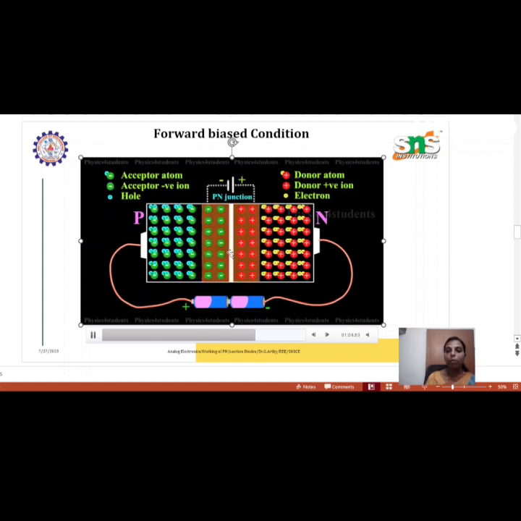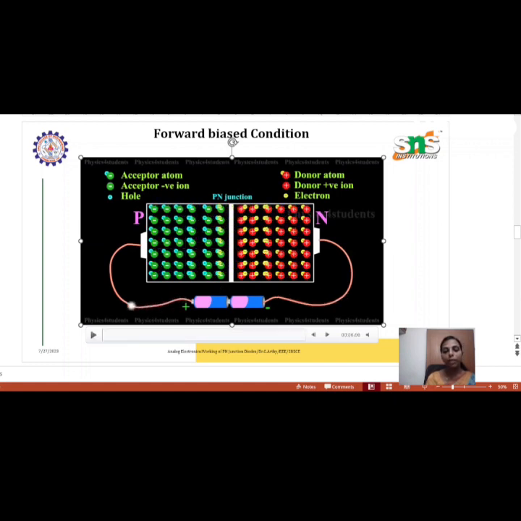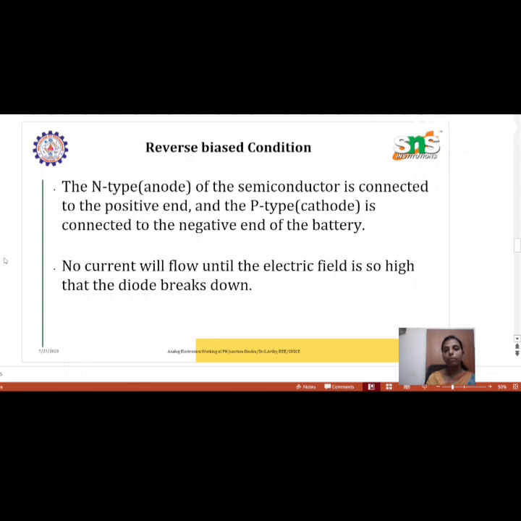So this is how a PN junction works in forward bias condition. Initially no bias was there, so a depletion region is there. Now when I give positive to positive and negative to negative, the depletion region diminishes, and now see, the flow of electrons and holes is taking place in a quick manner. So flow of current also will be there.